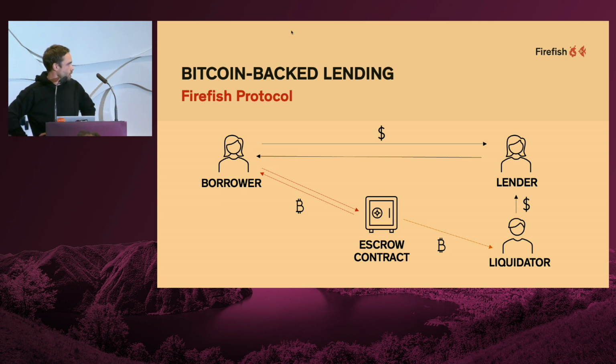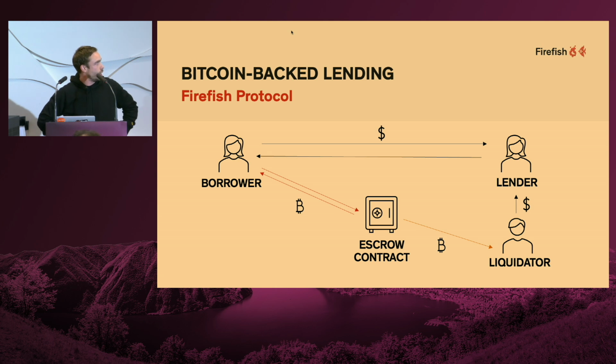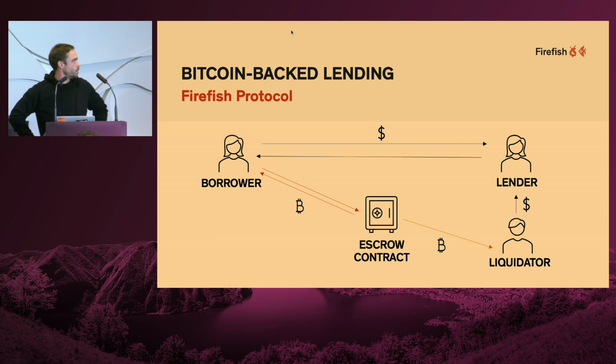Let me start with the actors, the players in the game. I will just repeat that we are talking about the context of Bitcoin-backed lending. You have a borrower that wants to receive, be it fiat currency or stable coins or whatnot, as a loan. You have a lender that wants to fund this kind of loan. You have an escrow contract. Let's generalize it at this moment. And we added just one more actor to the game, somebody that we call the liquidator.